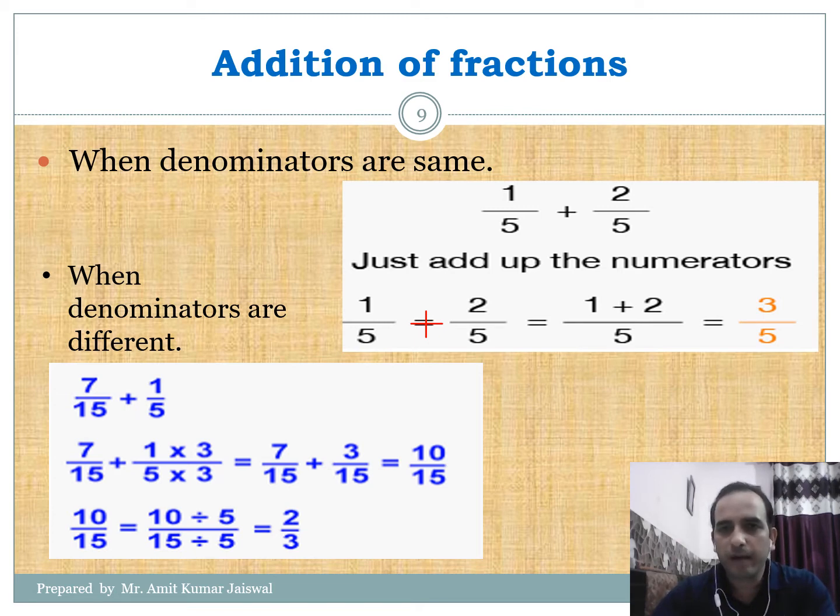So 3 upon 5 is the answer. Whenever the denominators are the same and the numerators are different, you simply add the numerators. So 1 plus 2, 3 added, and it becomes 3 upon 5.